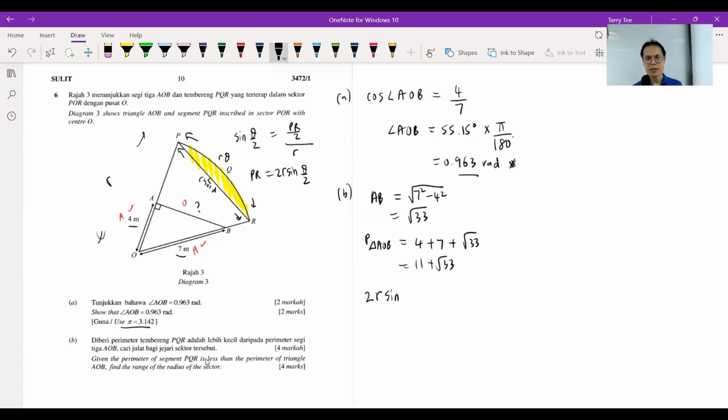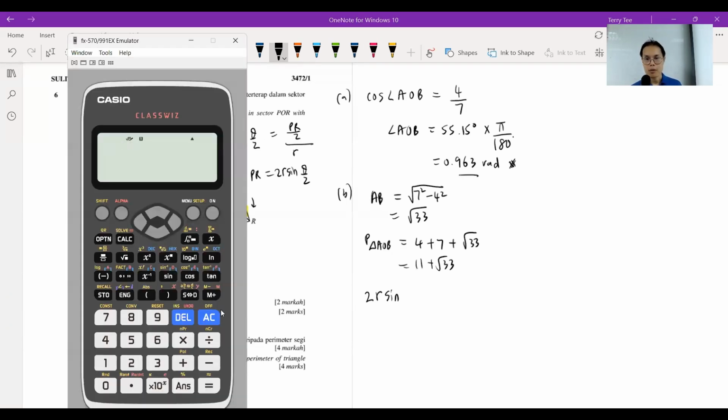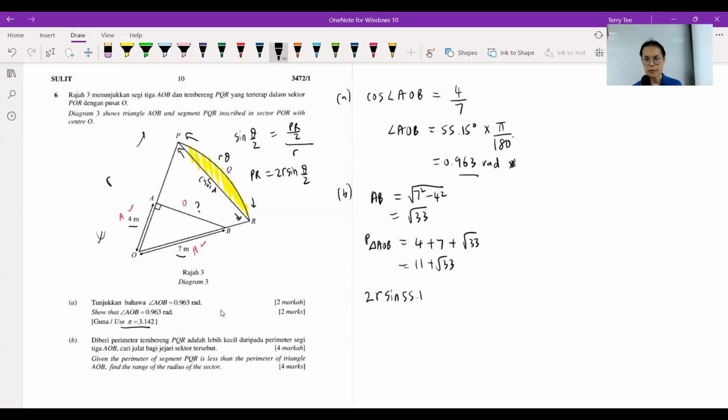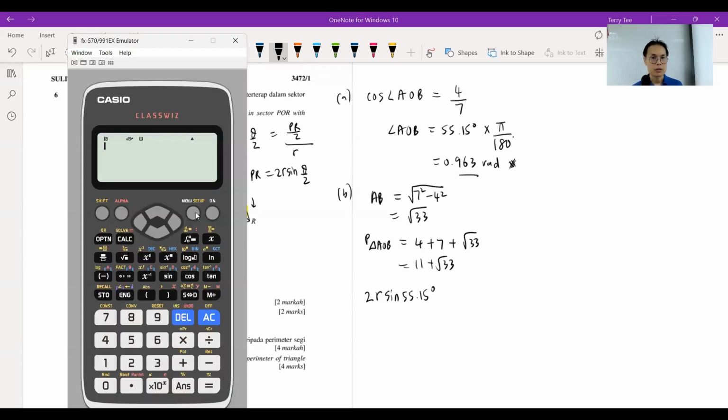Now here you can use this, but I think it's a bit inaccurate. You can write 55.15, or perhaps if you want to use radian, you just use more decimal point. Okay. I would take 55.15. This is in degree. So be careful, your calculator. Just now I changed to radian already. Let's say to show you the other one, I can use degree. Be mindful whether you're using degree or radian.